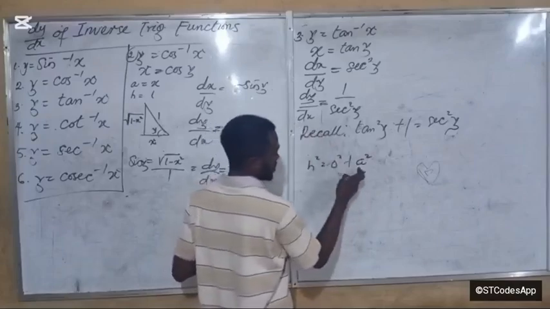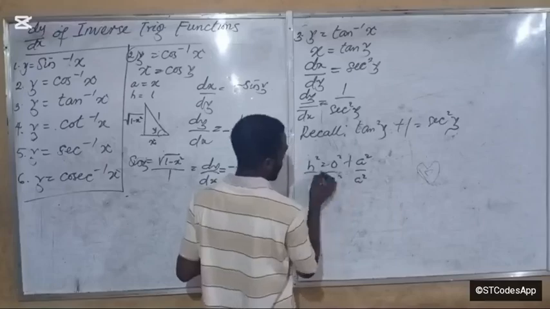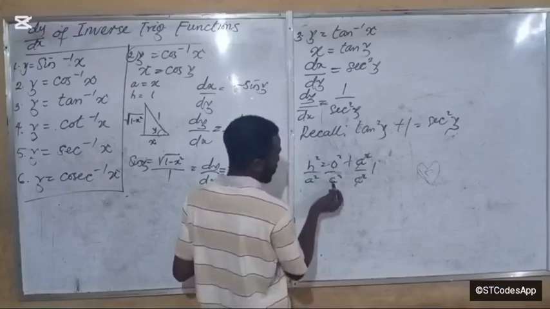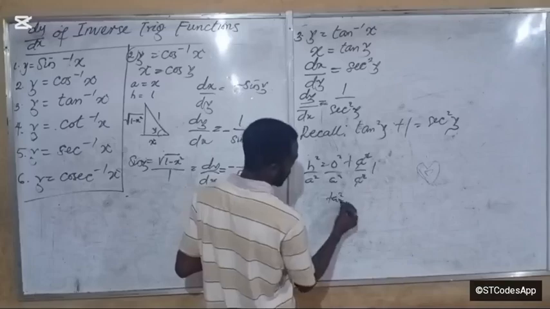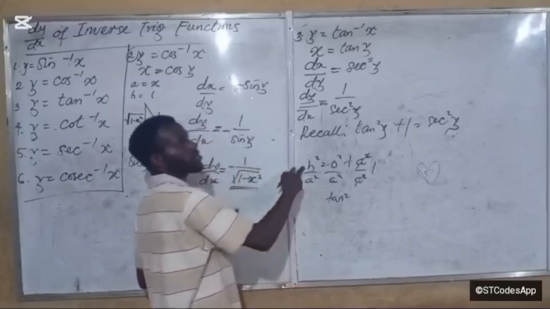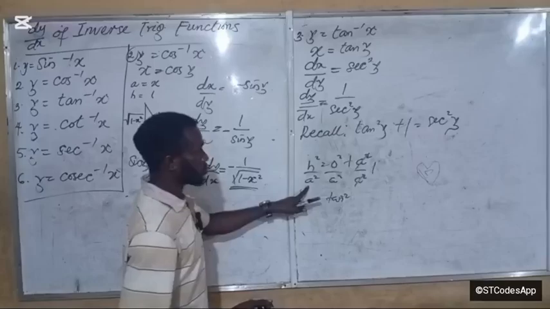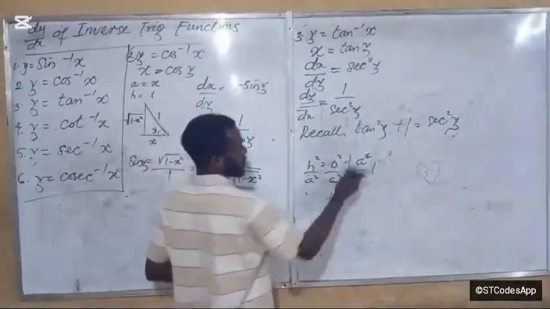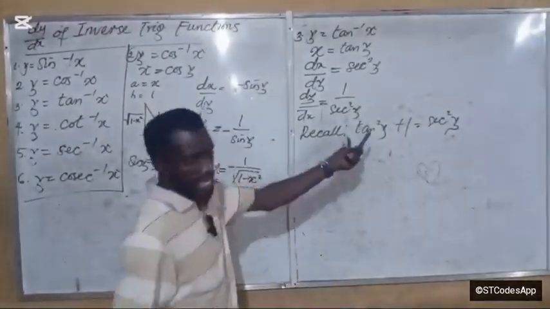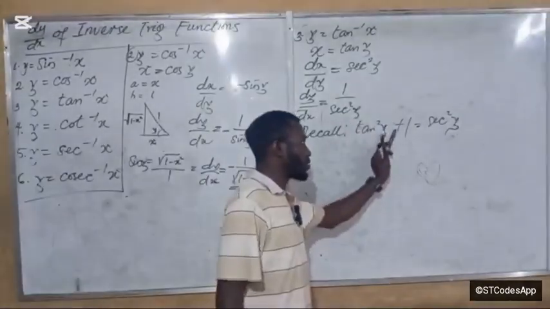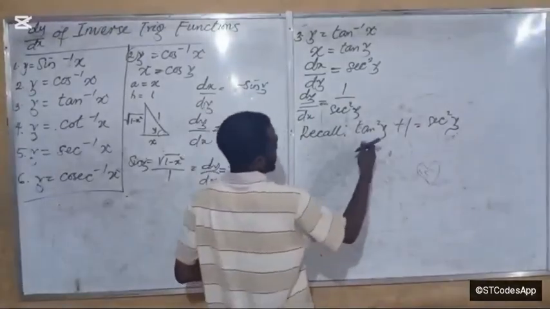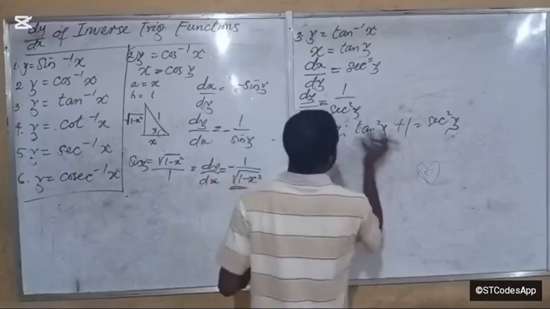Alright, if you divide through by a squared, you have h squared over a squared equals o squared over a squared plus a squared over a squared. So 1, and opposite over adjacent, that's tan squared. Hypotenuse over adjacent, that is 1 over cos, which is sec, so I'm correct. Alright, so there is a trig identity that says that tan squared something plus 1 is equal to sec squared of that thing.